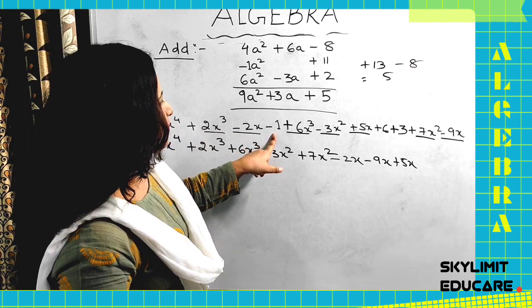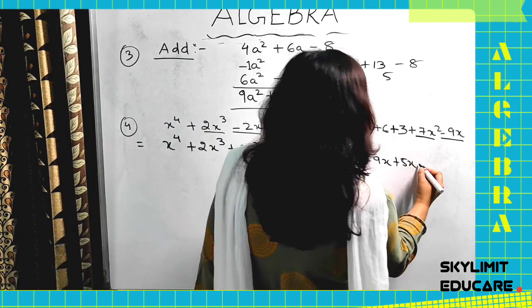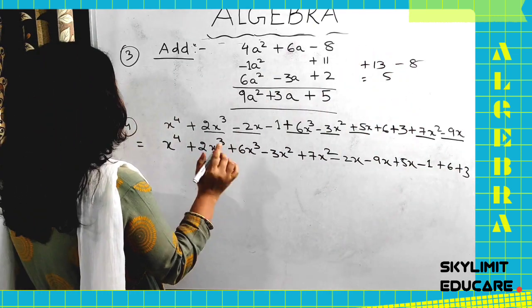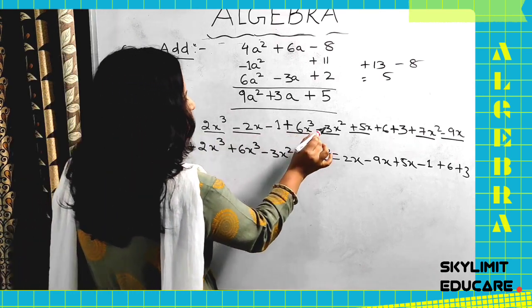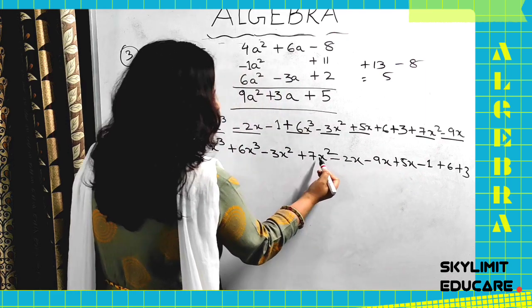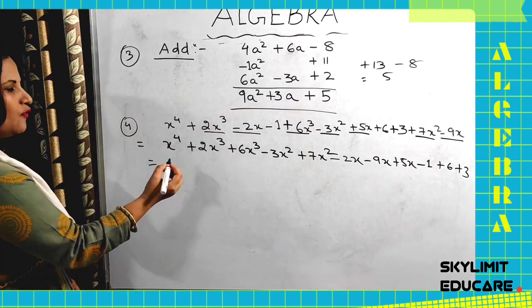Now we have only the number part. Minus 1 plus 6 plus 3. Okay. Minus 1 plus 6 plus 3. Once again count the terms whether you have missed or not. 1, 2, 3, 4, 5, 6, 7, 8, 9, 10, 11. So we haven't missed anything. Yes or no? Now we can solve it easily.